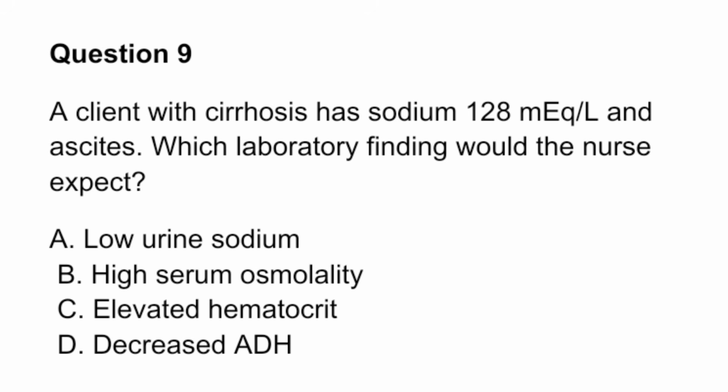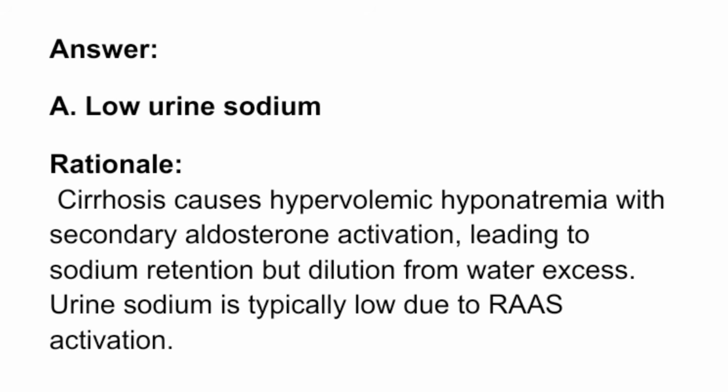Question 9. A client with cirrhosis has sodium 128 milliequivalents per liter and ascites. Which laboratory finding would the nurse expect? A. Low urine sodium. B. High serum osmolality. C. Elevated hematocrit. D. Decreased ADH. Answer: A.